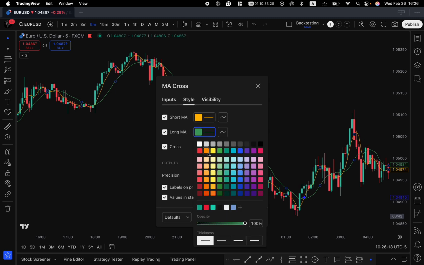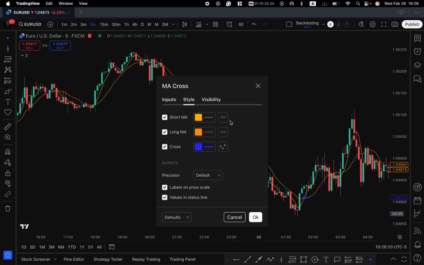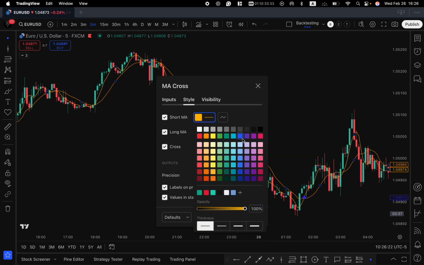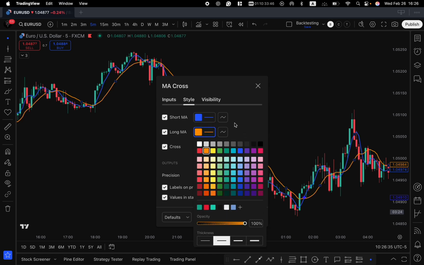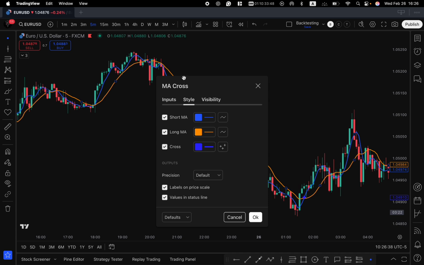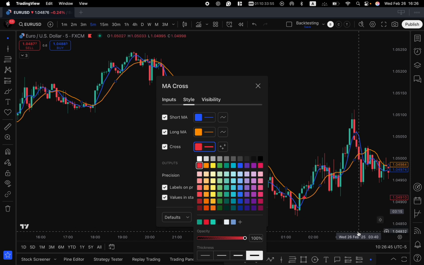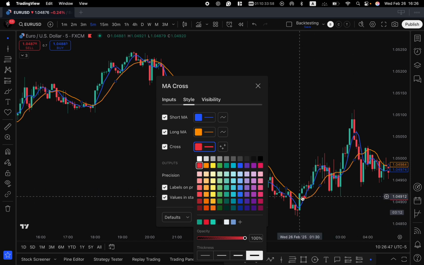I'd like to change it to orange. And the short one, I'd like to change it to blue. And let's make both thicker so it's much more visible. And this cross option shows a plus, a blue plus. I think maybe I can change it. Yeah, a blue or red or whatever color you like. And it shows basically the crossing point on the chart.